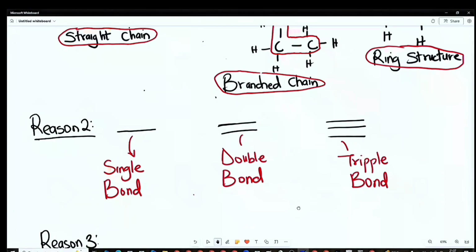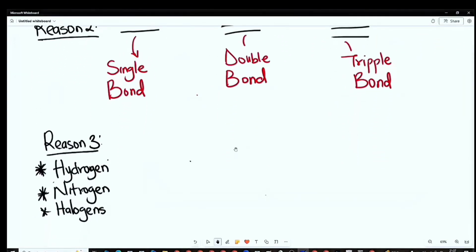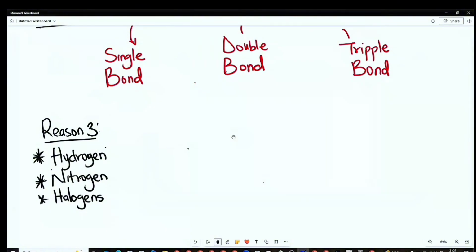Carbon also has the ability to form single bond, double bond, and triple bond. Number three, carbon also has the ability to combine with hydrogen, nitrogen, and the halogens. We're going to look at the halogens very soon, when we're looking at the substituent. So these are the three basic important reasons as to why carbon is very, very important in organic chemistry.